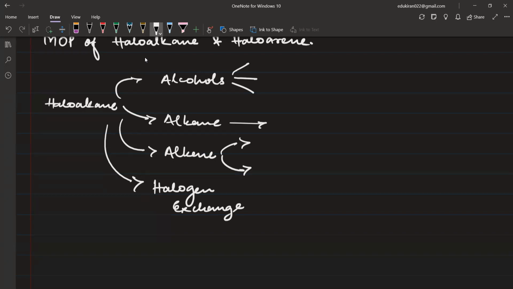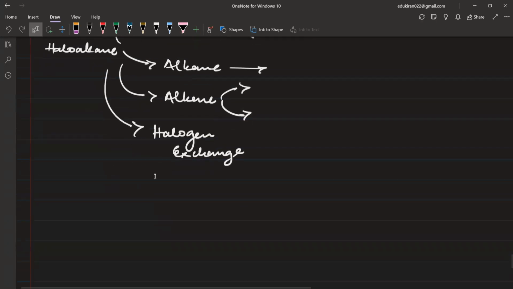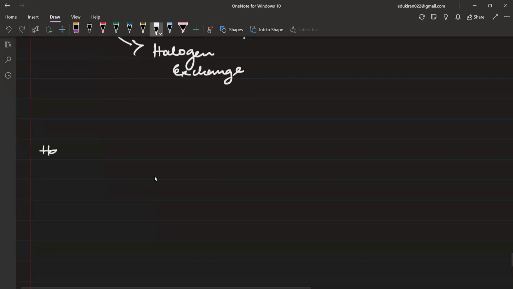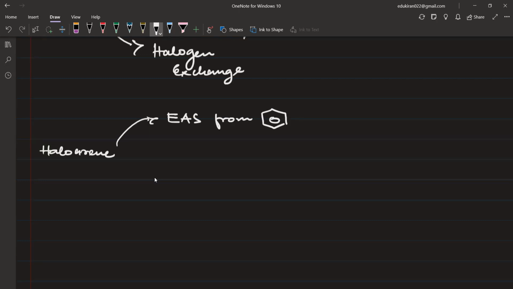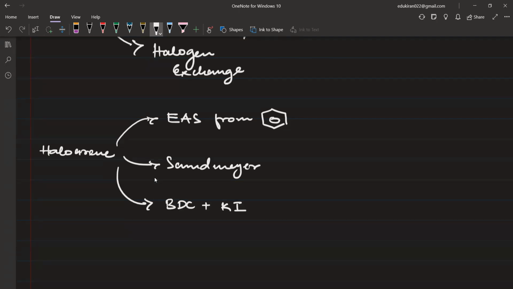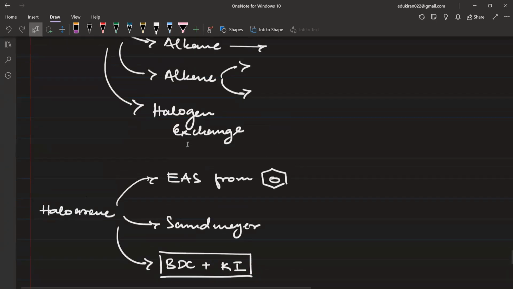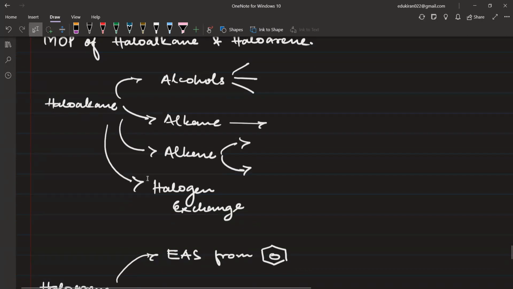Try to make a mind map like this. Haloalkane can be prepared from these things. Then we had haloarene. Haloarene can be prepared by electrophilic aromatic substitution reactions from benzene. Then we had the Sandmeyer reaction. And after that we had BDC plus KI. Please remember this BDC plus KI is not a Sandmeyer reaction, not an example of a Sandmeyer reaction. Remember it this way and also try to prepare a mind map for this.